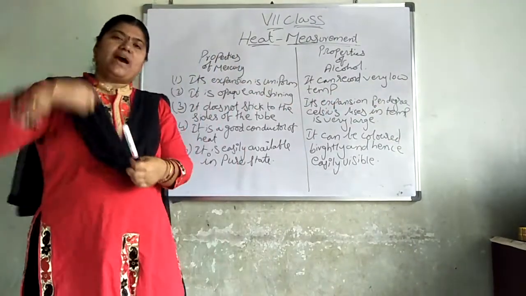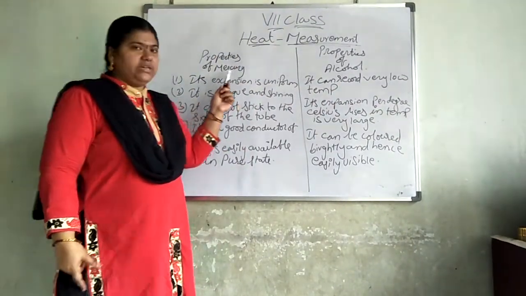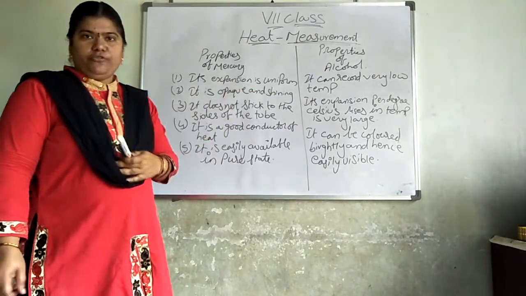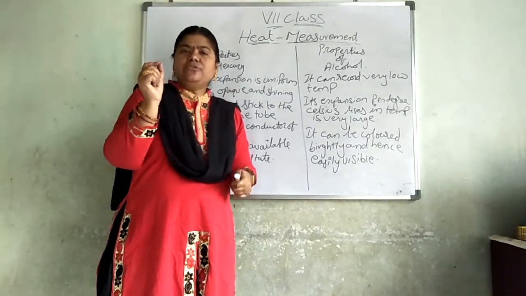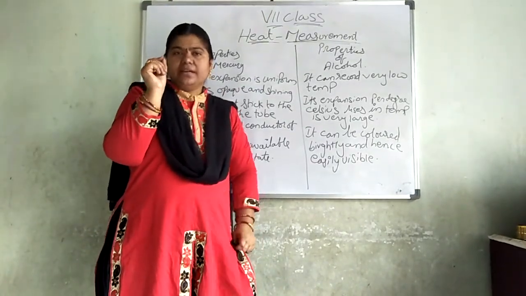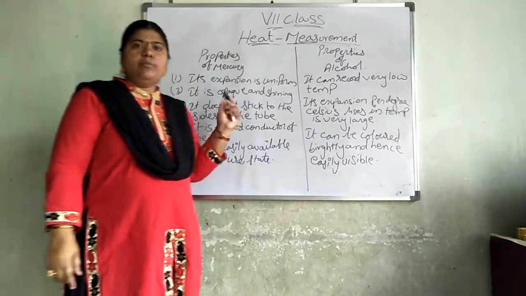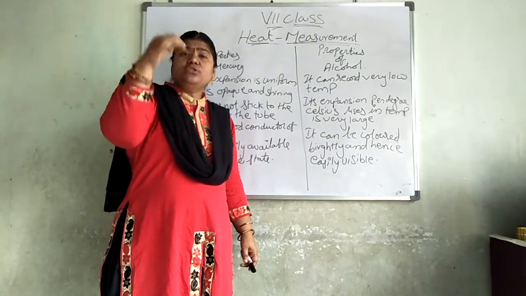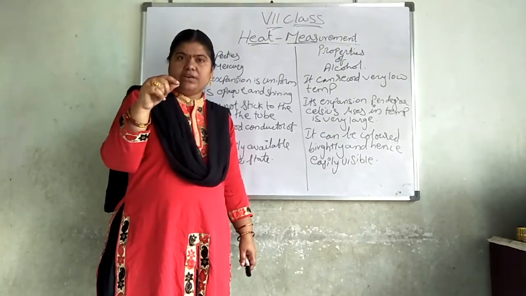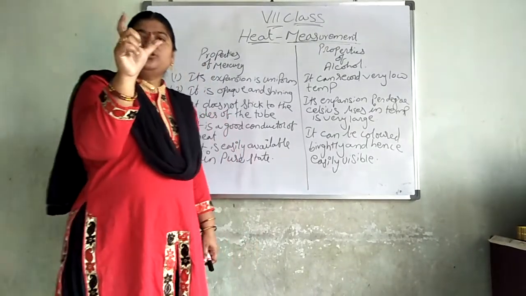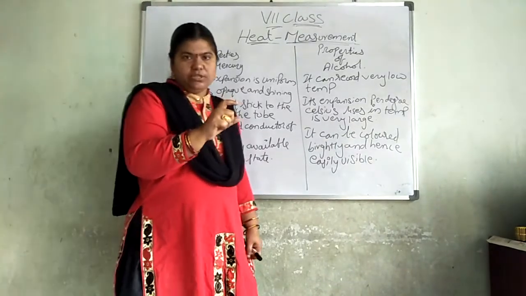This is a 4 marks answer which is very important. Its expansion is uniform, meaning it gives us a correct reading. As I said, whenever we are using a clinical thermometer, we have to jerk the clinical thermometer. Why? Because the mercury should come to its normal position.